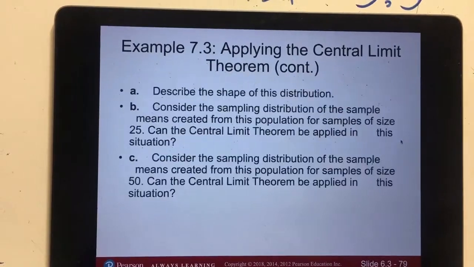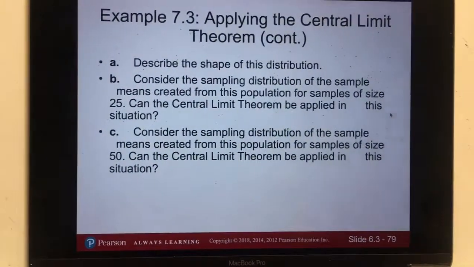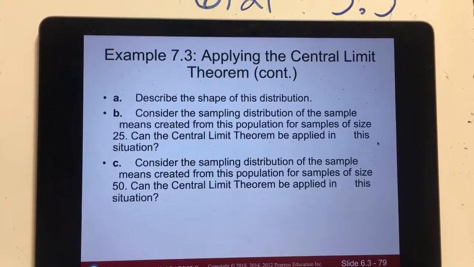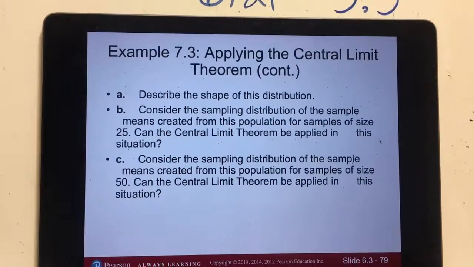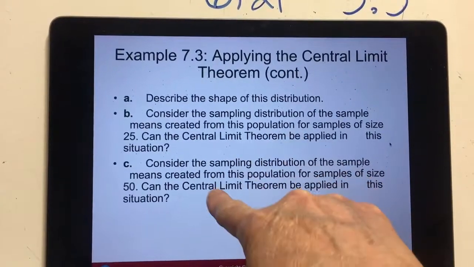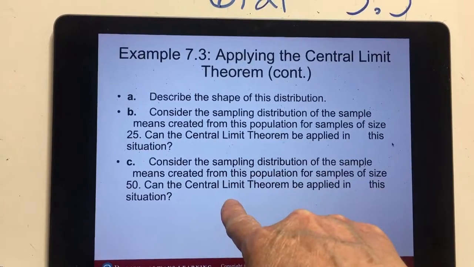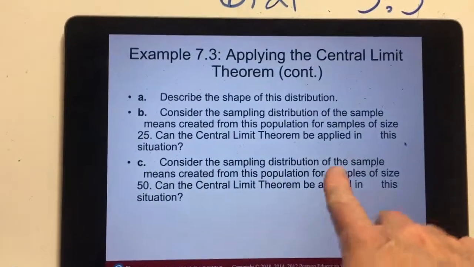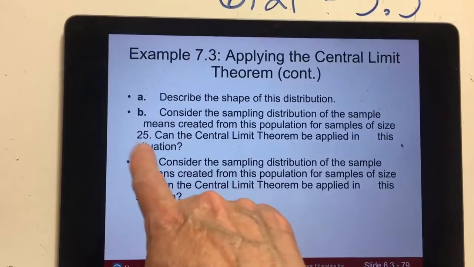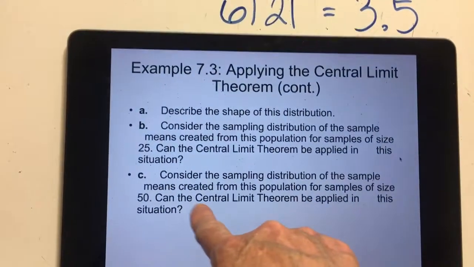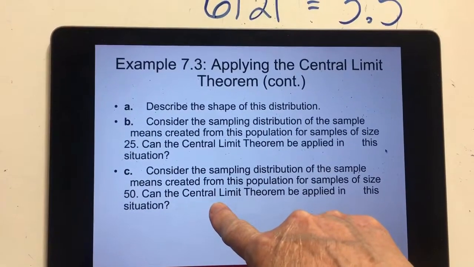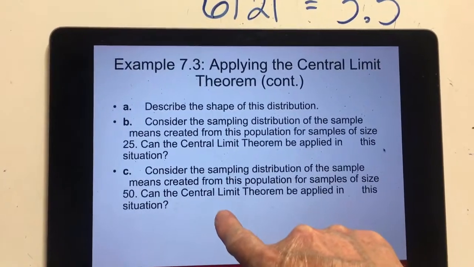Okay, so let's see what question C was. It says, consider the sampling distribution of the sample means created from this population for samples of size 50. Can the central limit theorem be applied to this situation? It looks like I've got the same question copied twice. Okay, I got it. 25 up there, 50 down here. So for C, could we use the central limit theorem because we've got 50 in each sample? Yes, we've got a big enough sample size, so we could use it.